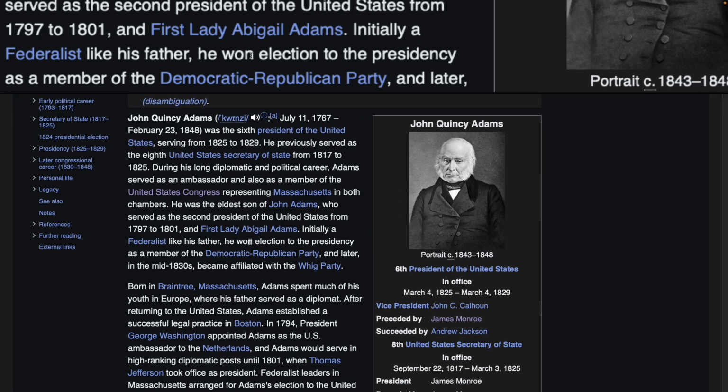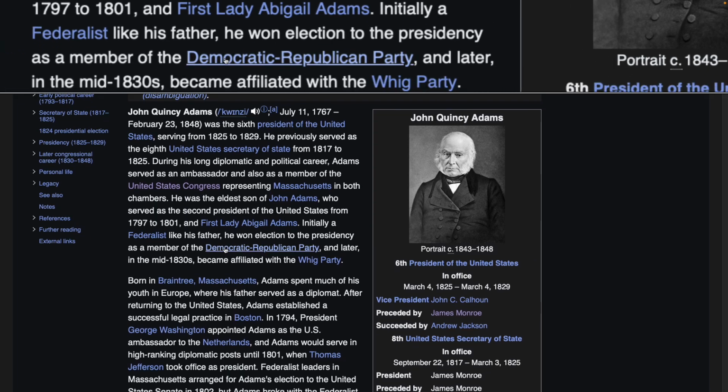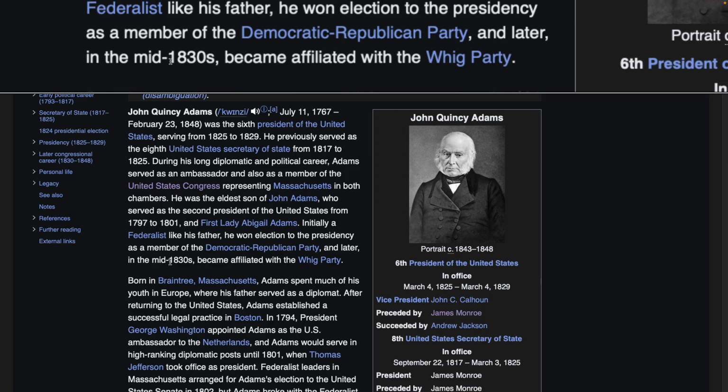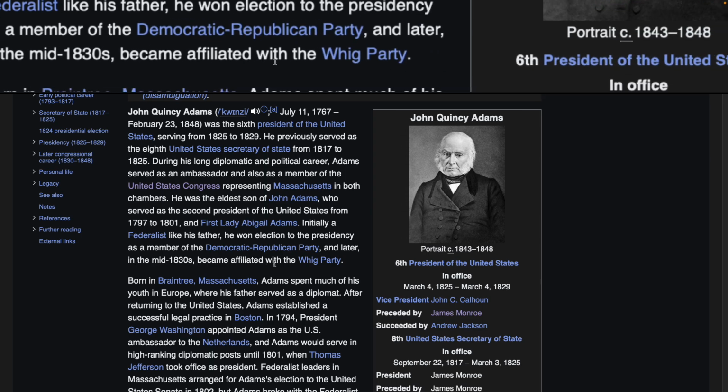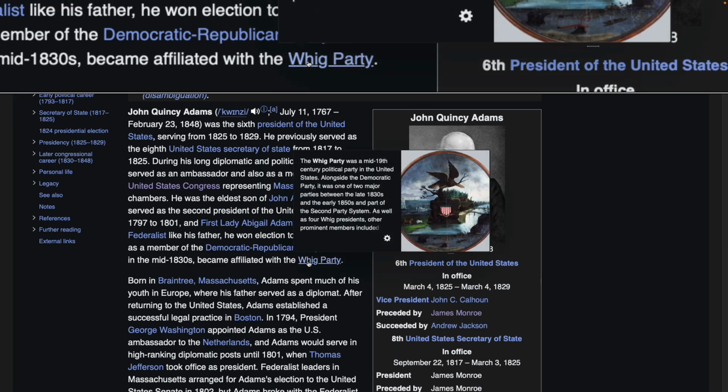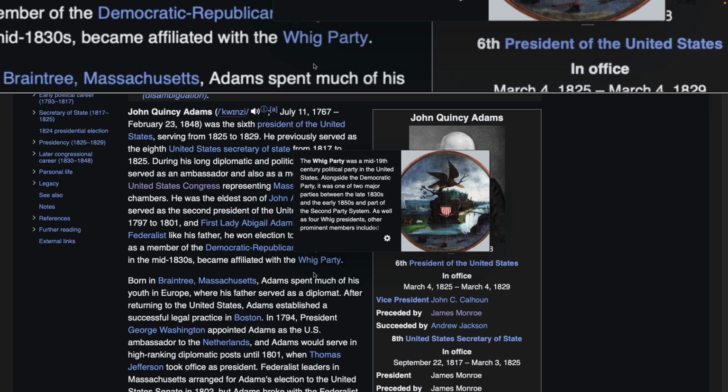Like his father, he won election to the presidency as a member of the Democratic Republican Party, and later, in the mid-1830s, became affiliated with the Whig Party. The Whig Party was a mid-19th century political party in the United States, alongside the Democratic Party. It was one of the two major parties from the late 1830s to the early 1850s, and part of the second party system. Interesting. Something that doesn't exist today.